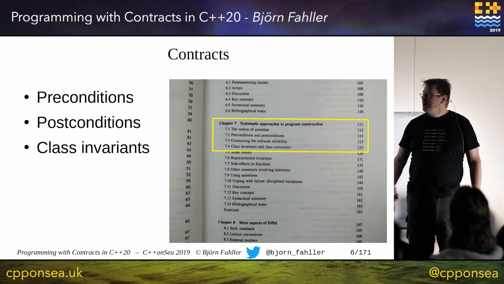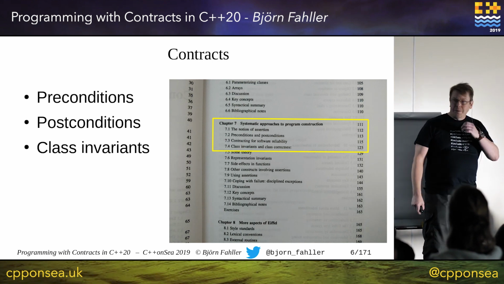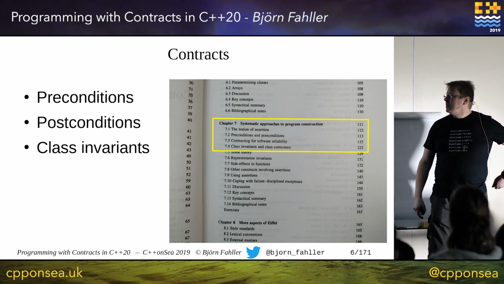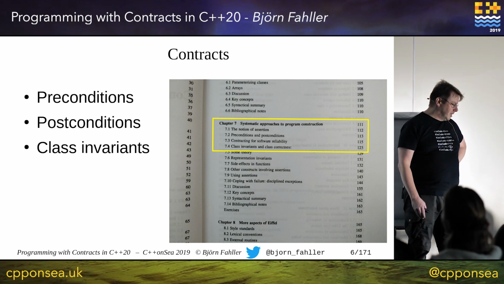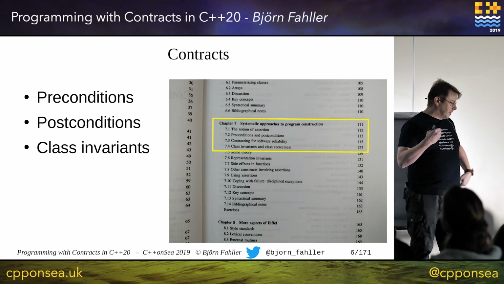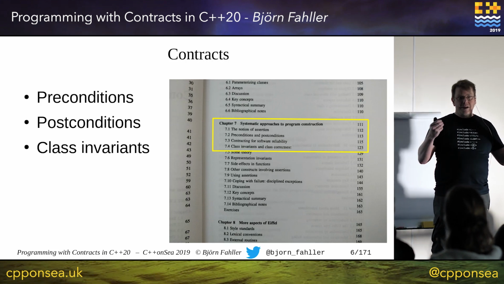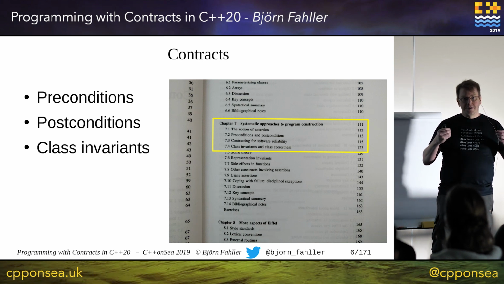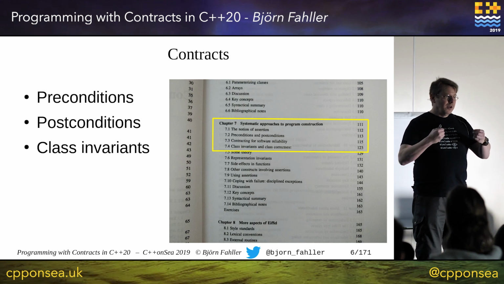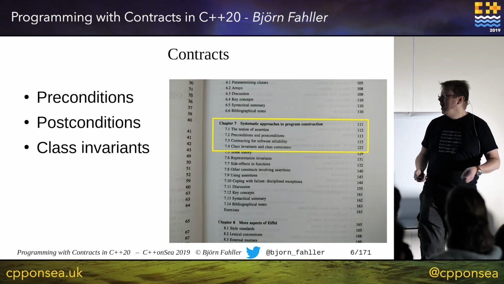I actually don't remember what I thought about object orientation at the time. I really don't. But in this book, chapter 7, systematic approaches to program construction, you have the notion of assertion, preconditions, postconditions, class invariance. So this was an eye-opener for me. It changed the way I think about how to write programs, that you specify extremely clearly who is allowed to do what when and who must do what when.